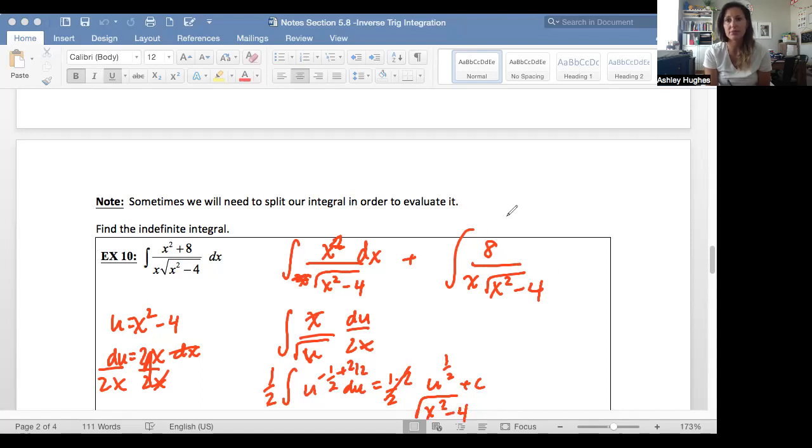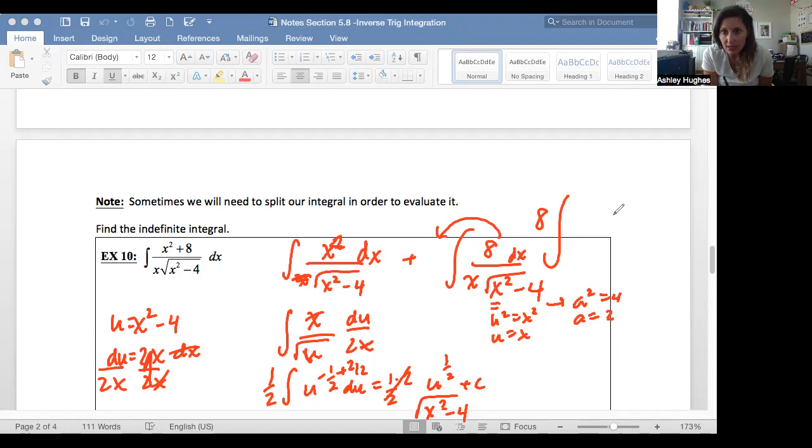This one, we look and see what we have. We have the variable first, so we're going to try arcsecant. So u squared is x squared, which means u is x. A squared is 4, which means a is 2. And we can put that 8 out front. So that is like 8. And then I have, oh, I didn't write my dx. Okay, so dx is just du in this case.